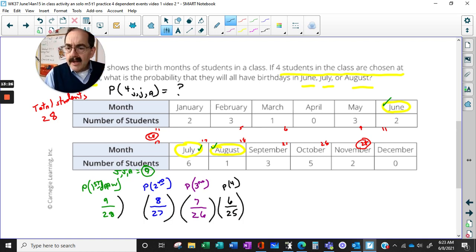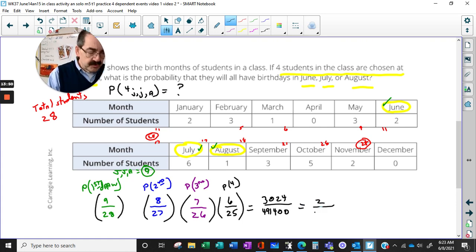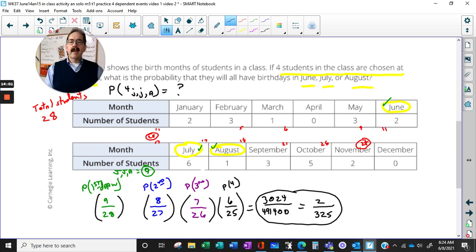So we got to multiply all this together. So the probability of drawing 4 students, and they all have birthdays in the summer, is 9 times 8 times 7 times 6 is 3,024. 28 times 27 times 26 times 25 is 491,400. And if we simplify that, we could say it'll happen 2 times out of 325. And that's just using a calculator, okay? This is not the key. The key is, did you identify the winners and the totals?